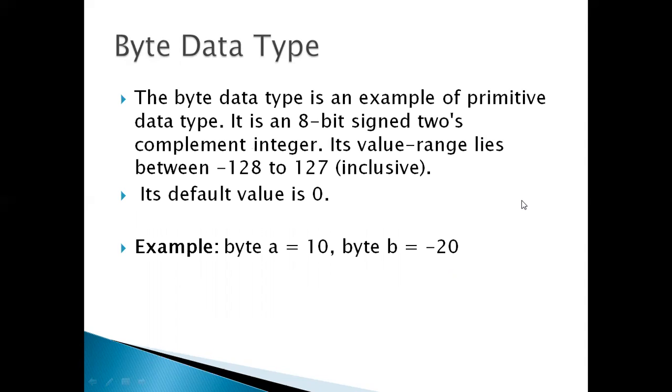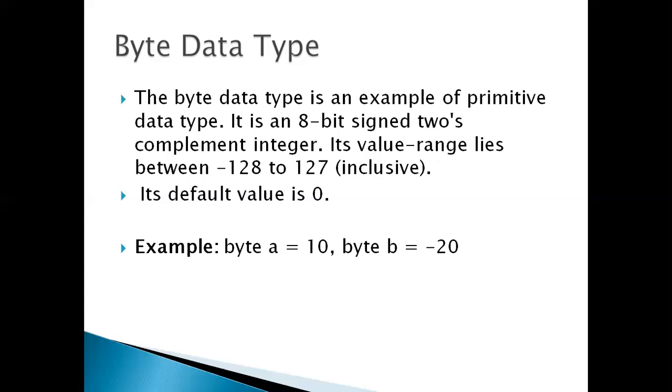Then comes the byte data type. The byte data type is an example of primitive data type and it is an 8-bit signed 2's complement integer. So it is an 8-bit integer and the integers are stored in 2's complement form. Its value range lies between minus 128 to 127. The minimum value is minus 128 and the maximum value is 127 and the default value is 0. For example, if we just declare a variable and don't store any value in it, the default value that will be stored is 0.